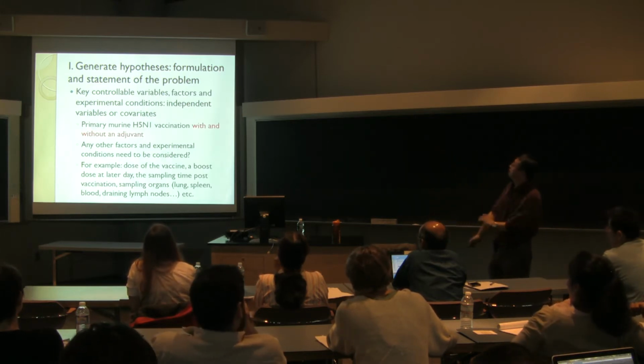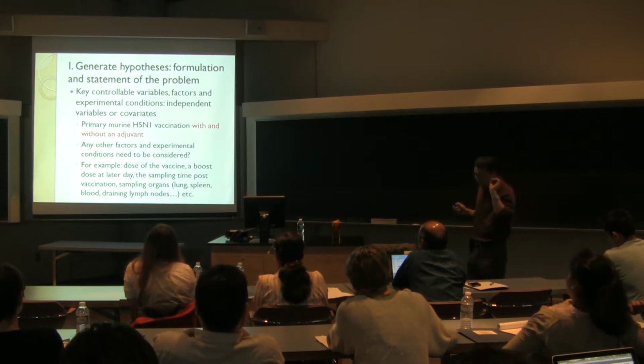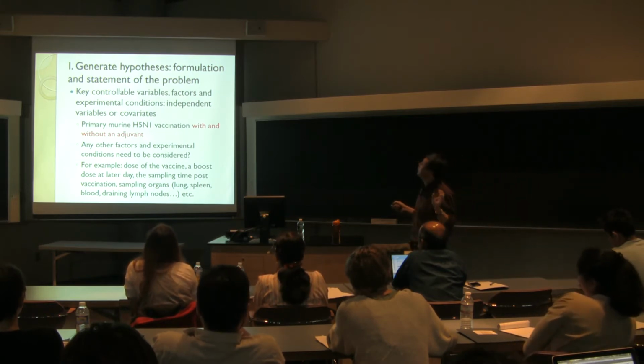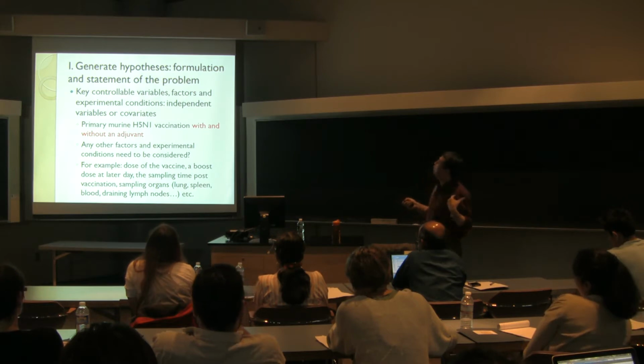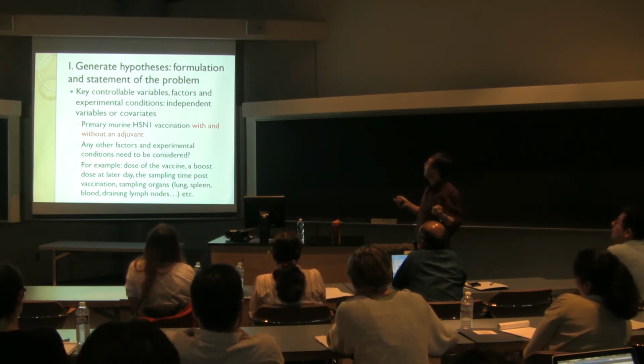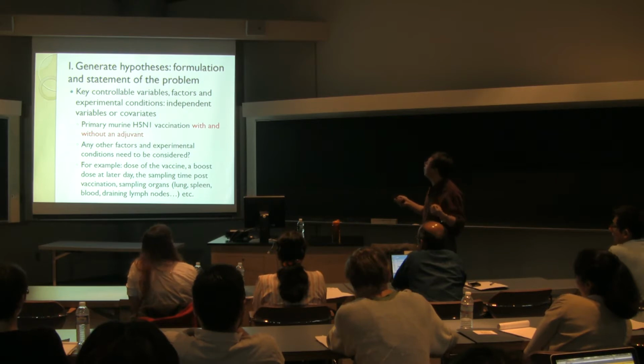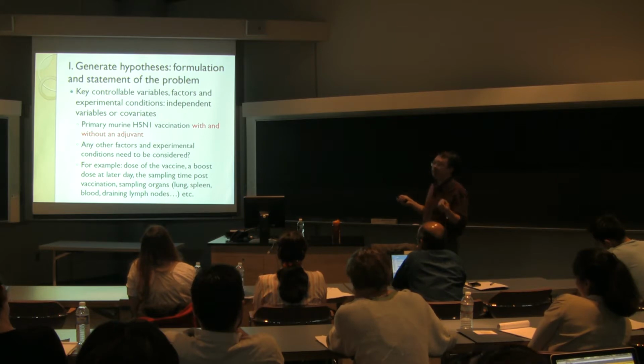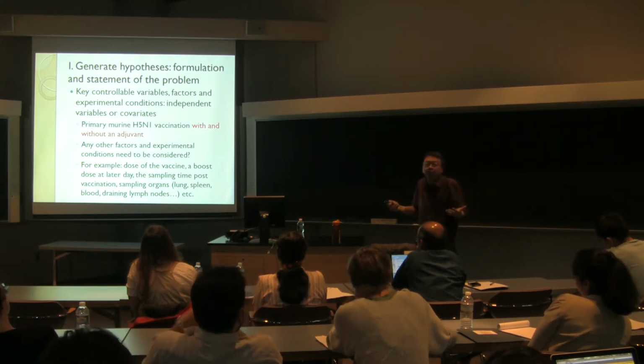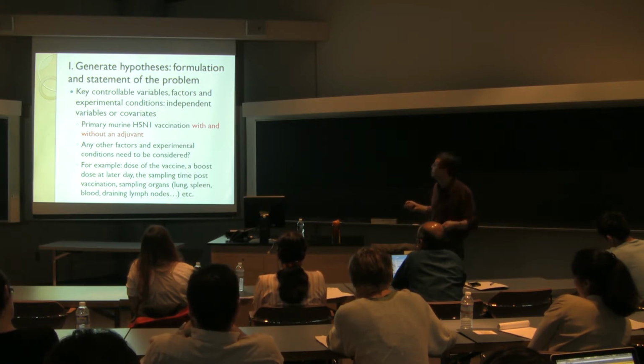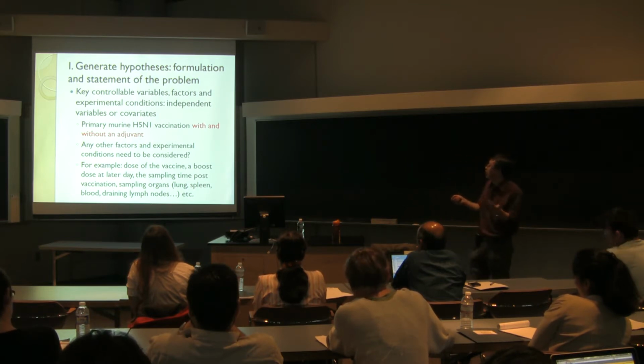At the same time, a good statement of a question also tells you what kind of factors you want to control. These are the so-called independent variables or covariates. For this question, I know one experimental condition you want to control is the vaccine with and without adjuvant. At least I know you want to compare these two groups, in order to figure out whether the vaccine with adjuvant is better or not. And as for other factors or experimental conditions, there are a lot of other things.